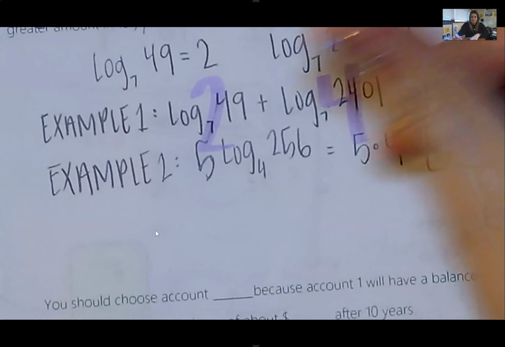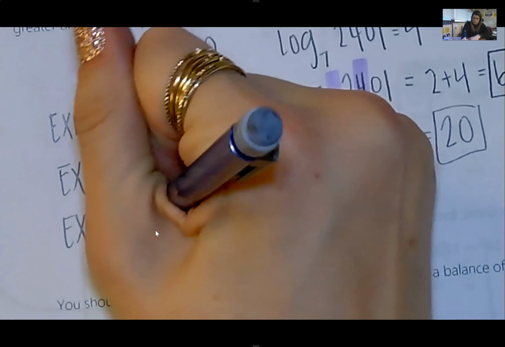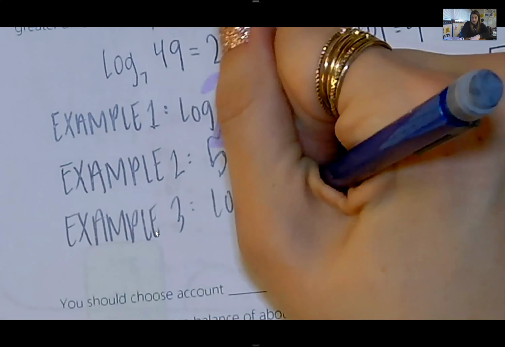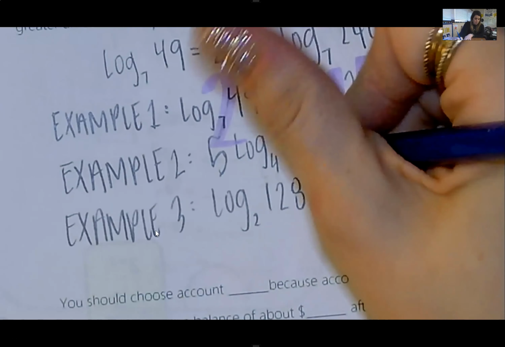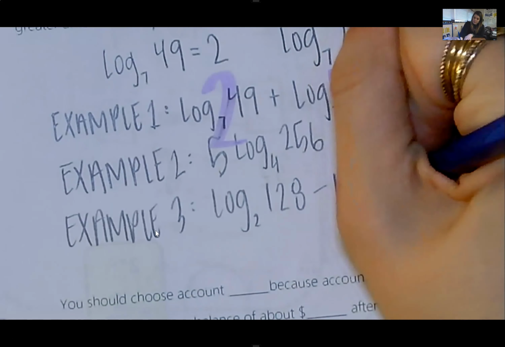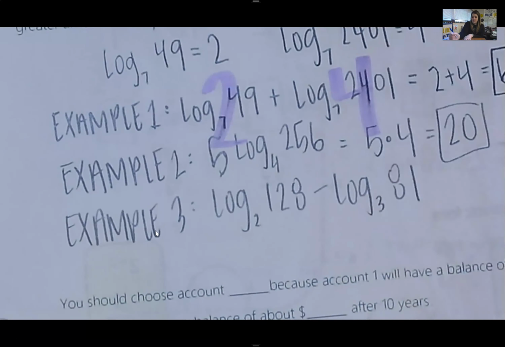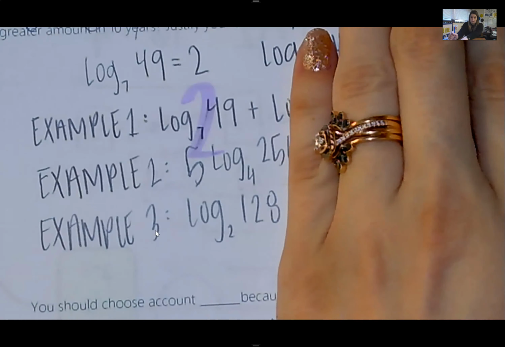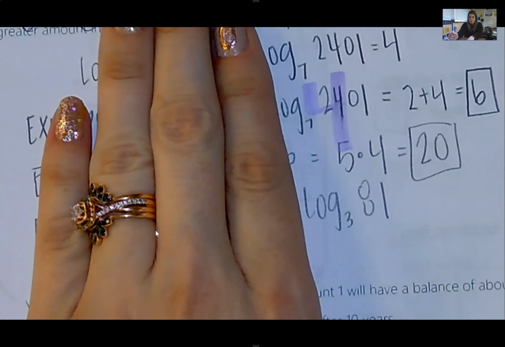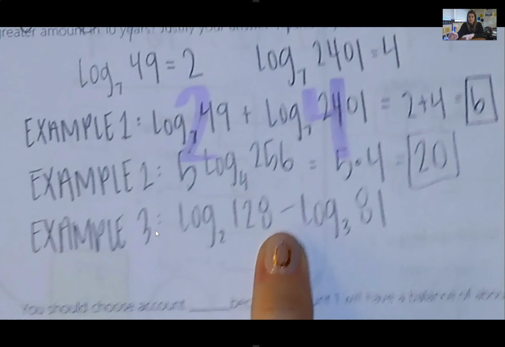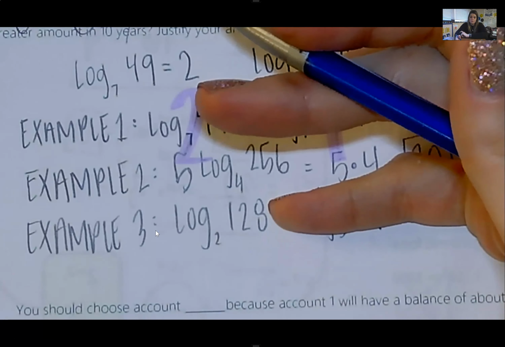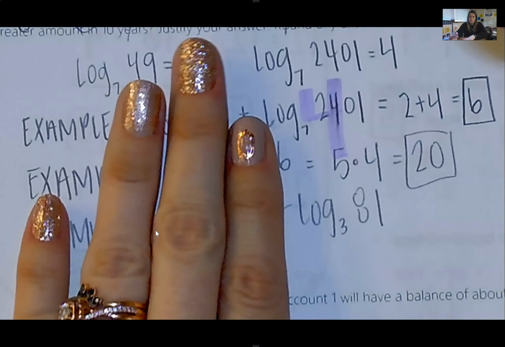Okay, let's do another one. Example 3. Log base 2 of 128 subtract log base 3 of 81. So you want to evaluate this one, then evaluate this one, then subtract. So pause this video and try it. Evaluate log base 2 of 128 and log base 3 of 81.